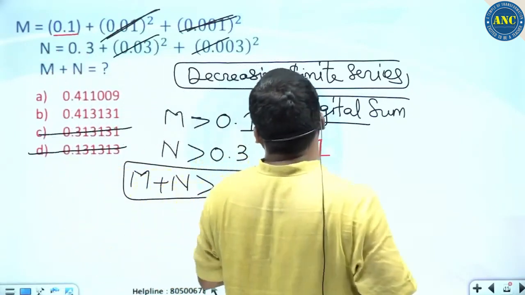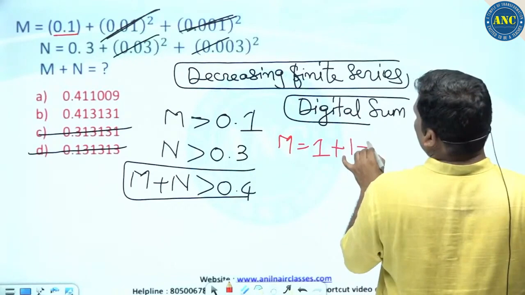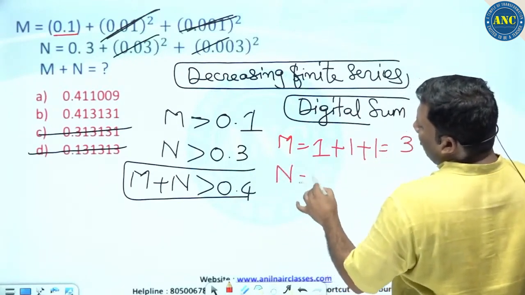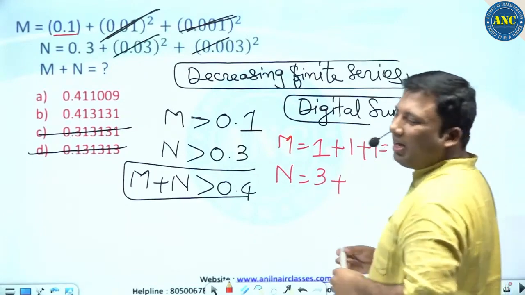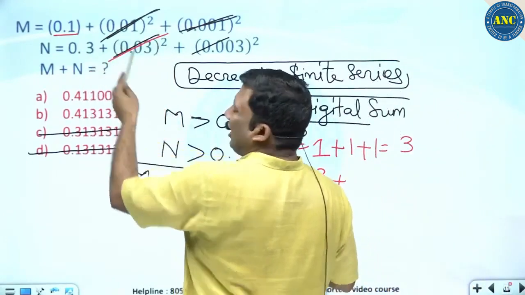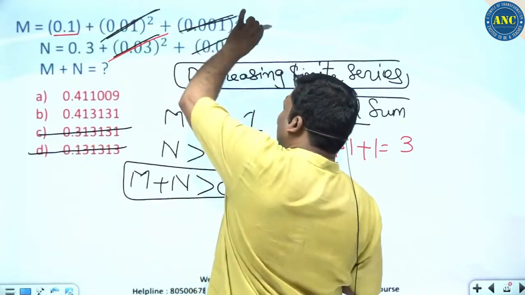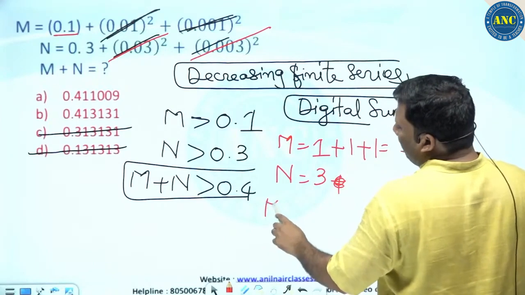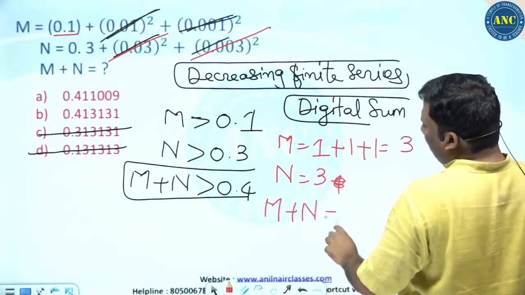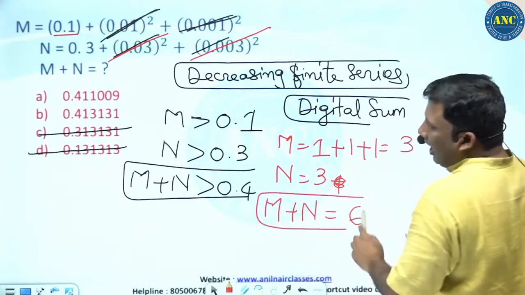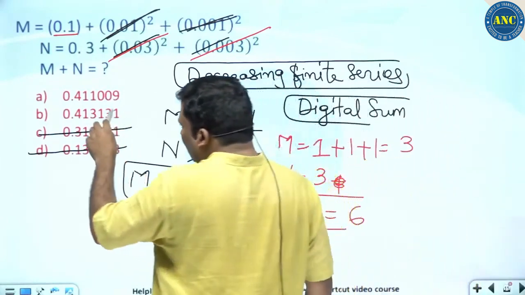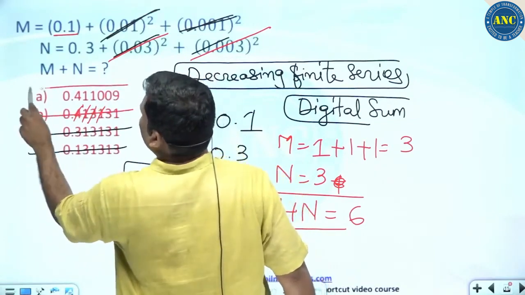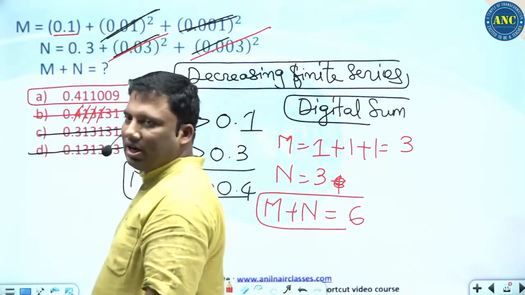0.1 is 0 plus 1, 1. Again it is 1. Again it is 1. M is 3. N is 0.3, it is 3. 0.03 square, it is 9. Delete the digits whose sum is 9. N is 3. So M plus N will give you 3 plus 3, which is 6. Answer should be 6. 4 plus 3, 7. 7 plus 2, 9. It is 4. Not possible.